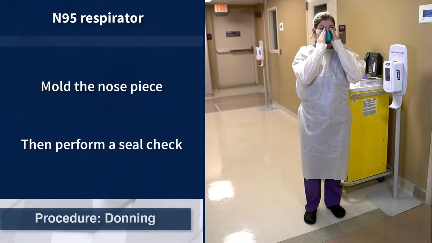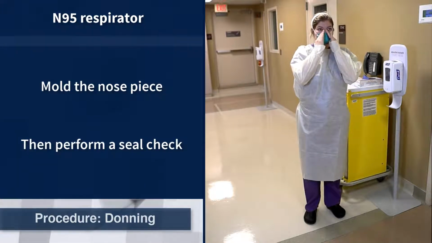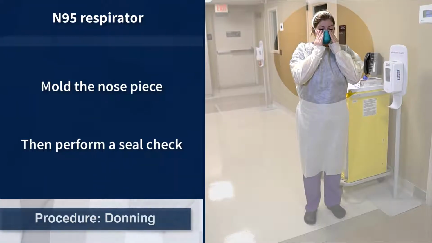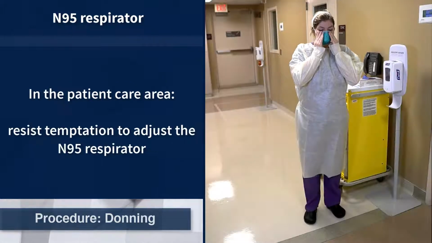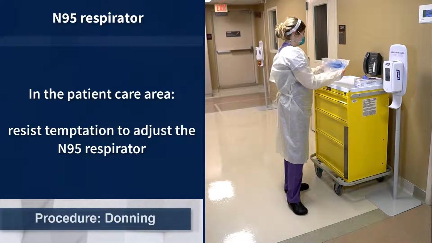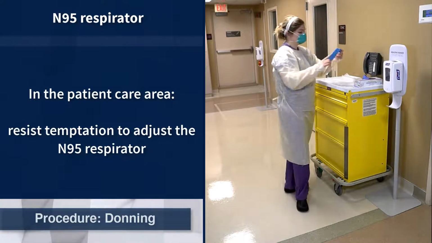Once the N95 respirator is in place, the nose piece should be gently molded to the bridge of the nose and a seal check performed by inhaling and exhaling quickly while using fingers to feel for air leaks around the edges of the mask. If air is escaping around the nose, remold the nose piece and repeat the seal check. If air escapes from the sides or bottom of the respirator, readjust the respirator and repeat the seal check until no air leaks are found. Staff must resist the temptation to adjust the N95 respirator while wearing it in the patient care area.